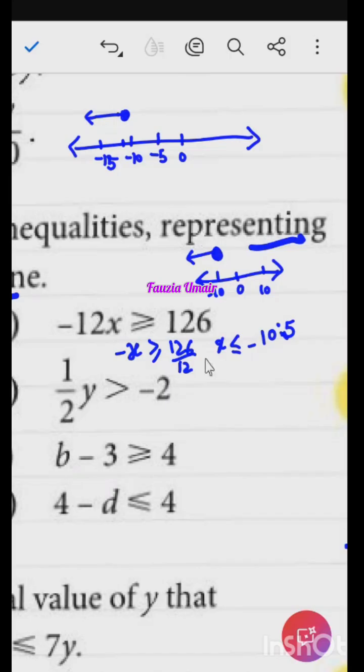So the next question is 1 by 2 y is bigger than -2. So just like equations, we will take this 2 from this side to the other side of the equation. It is in the denominator, so it will multiply with the numerator. So y is bigger than -4.